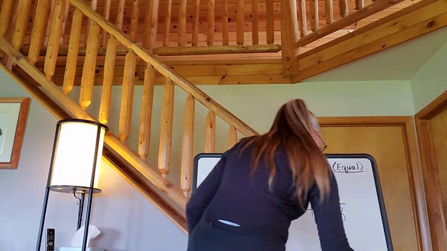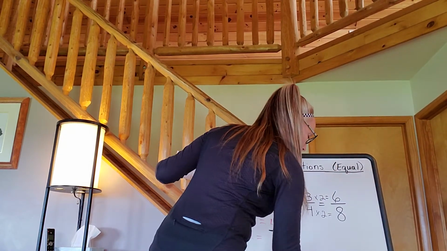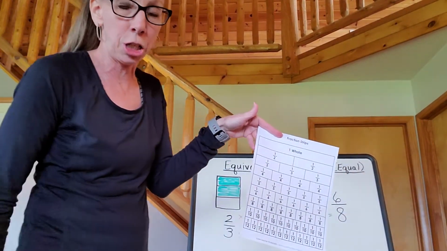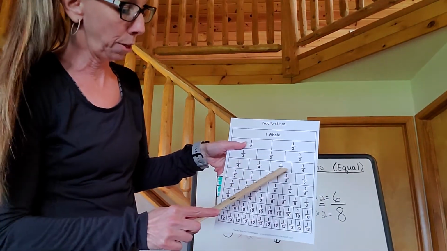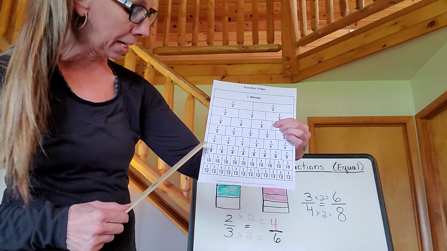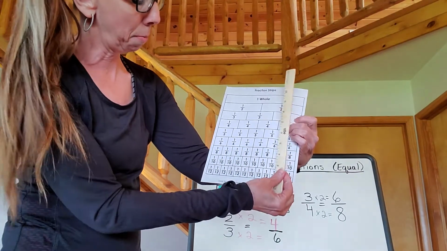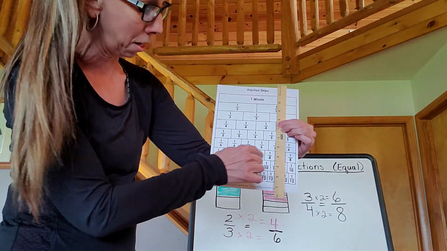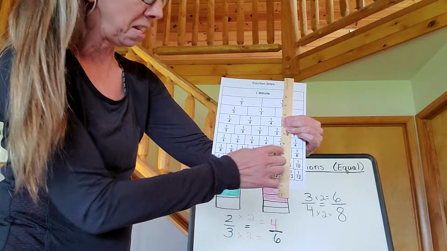Well, let's get out our little handy dandy fraction strip paper. And I'm going to pick one that's not colored because you can do it this way and then you don't get confused. So we're going to find 3/4. 1, 2, 3/4. So here's the end of our 3/4 line. And now we're going to look at 6/8. 1, 2, 3, 4, 5, 6. So I'm going to put my ruler right there. And are these two bars equal? Yes, they are. So 3/4 is equal to 6/8.